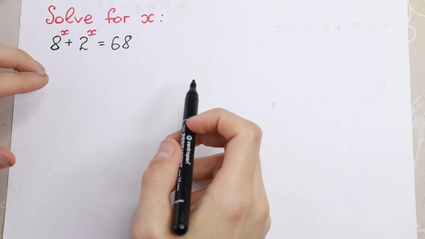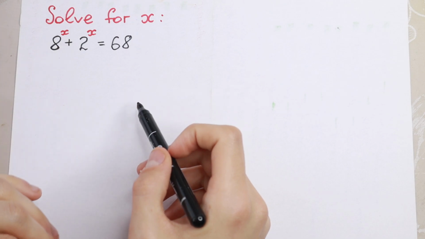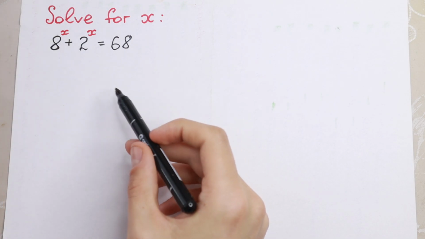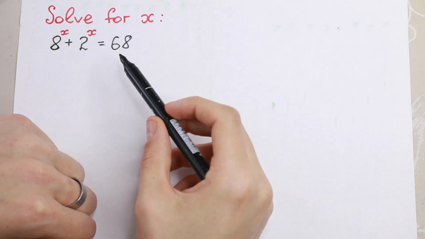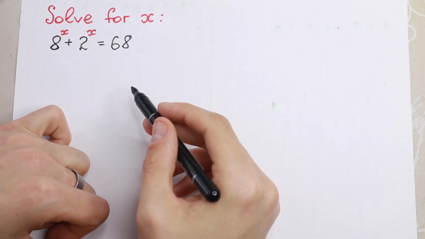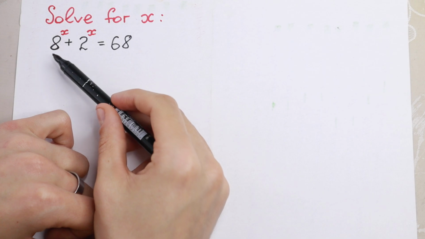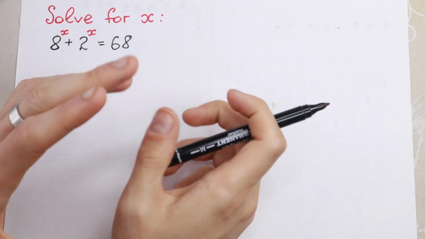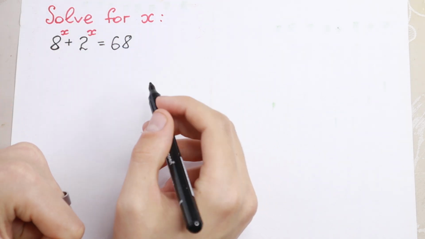In this video we are going to solve this interesting exponential equation. We have 8 to the power x plus 2 to the power x equal to 68, and we need to solve this equation. At first sight, this equation is hard because we have different bases and an exponent. How can you solve it?